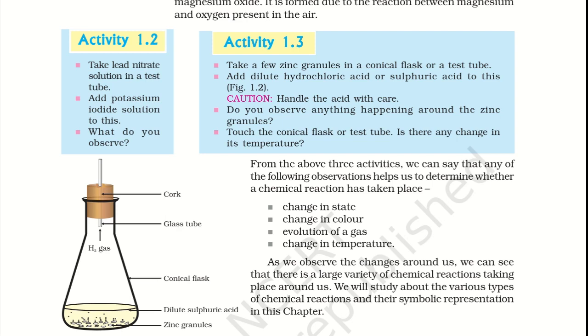So, from the activities, we can say that any of the following observations help us to determine whether a chemical reaction has taken place. There are certain changes that happen during a chemical reaction. It can change its state, even the color of the substance can change. There may be evolution of a gas or a change in temperature. So these are the four conditions through which we can say that a chemical reaction has occurred.